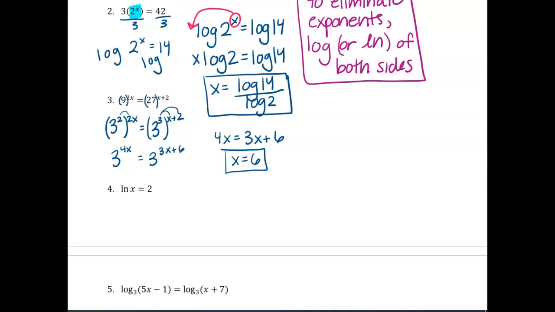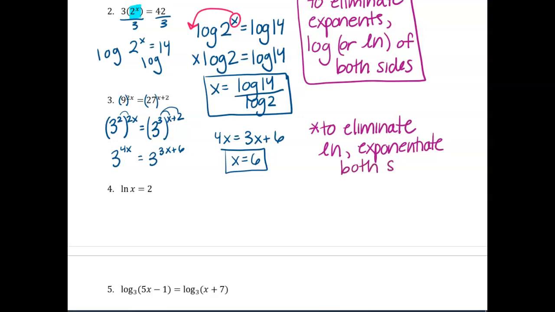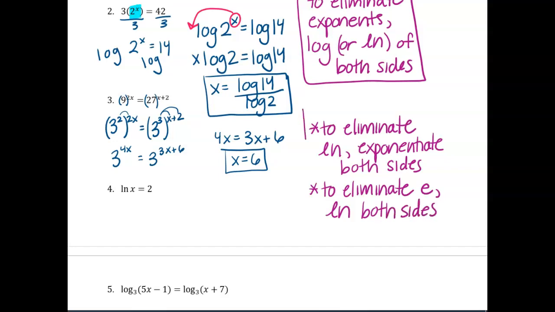Natural log of x equals 2. So another note, to eliminate the natural log, exponentiate both sides. That's a fancy word for saying just do e to both sides. To eliminate e, take the natural log of both sides, or just ln both sides in terms of how we'll write it, but it means take the natural log of both sides.